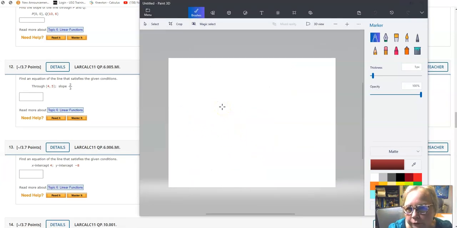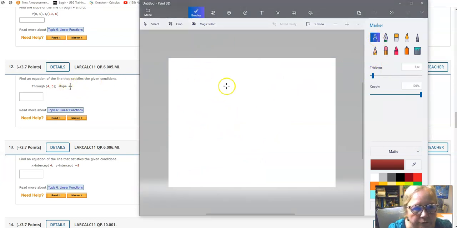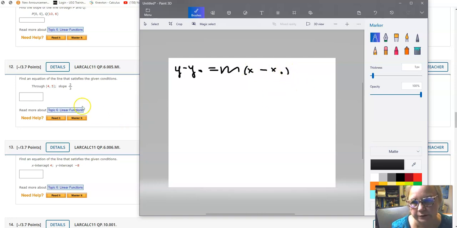Another way to answer this question about the equation of a line is to use the point-slope form of the line. If you remember, y minus y sub 0 equals m, the slope, times x minus x sub 0. What are these y sub 0, x sub 0? These are the coordinates of this point.